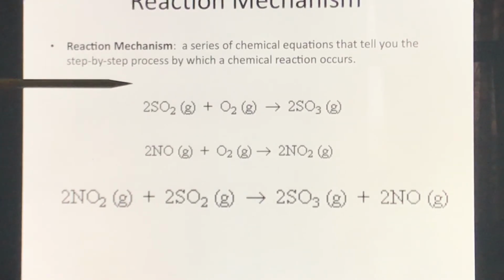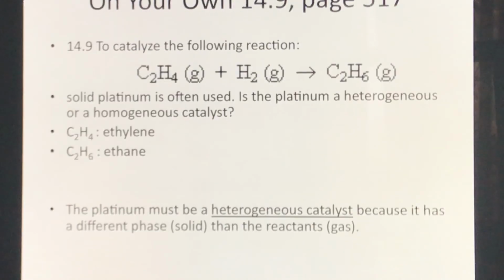And so this sort of series of chemical equations is referred to as a reaction mechanism, and it is defined as a series of chemical equations that tell you the step-by-step process by which a chemical reaction occurs. All right, so let's look at a few on your owns.